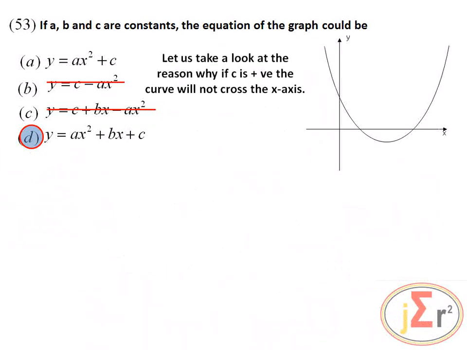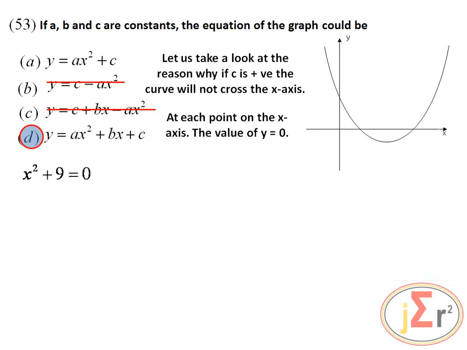Let us take a look at the reason why, if C is positive, the curve will not cross the x-axis. At each point on the x-axis, the value of y is equal to 0. That is our premise, that everywhere on the x-axis, y is equal to 0. And as a matter of fact, that is the reason why the equation of the x-axis is y is equal to 0.